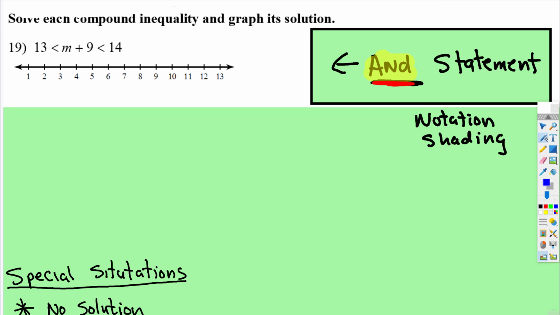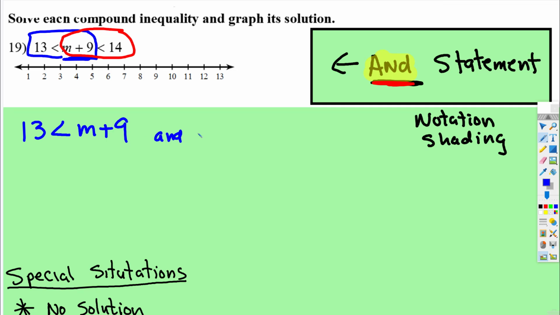All right, so the "and" statement. See this piece right there? That piece is going to go to that equation, and that piece is going to go to that equation. So let's go ahead and do that. So we have 13 is less than m plus 9, and we have m plus 9 is less than 14.